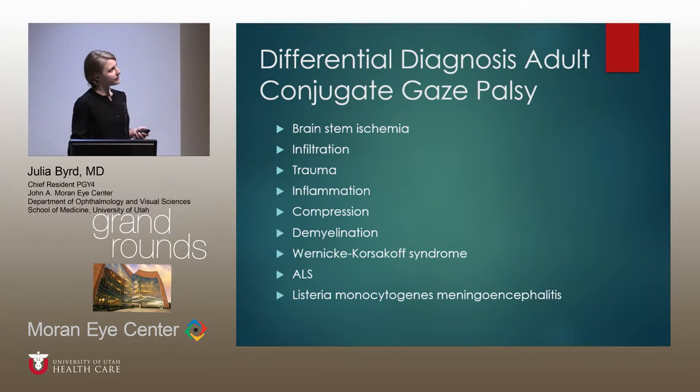If we think about a differential diagnosis for a conjugate gaze palsy, I wanted to break it down into adult and pediatric differentials, but realizing that you can have all these in the pediatric population. We can think about brainstem ischemia, infiltration, trauma, inflammation, compression, demyelination, and Wernicke-Korsakoff syndrome, which, as a reminder, is a metabolic insult, and it can insult the cranial nerve 6 nucleus. We can see it in a lot of different things, including pancreatitis, anything where you have abnormal electrolytes, but most commonly in alcoholism, and then ALS. There are also rare complications of Listeria meningoencephalitis, where you can get cranial nerve palsies, so infectious causes as well.